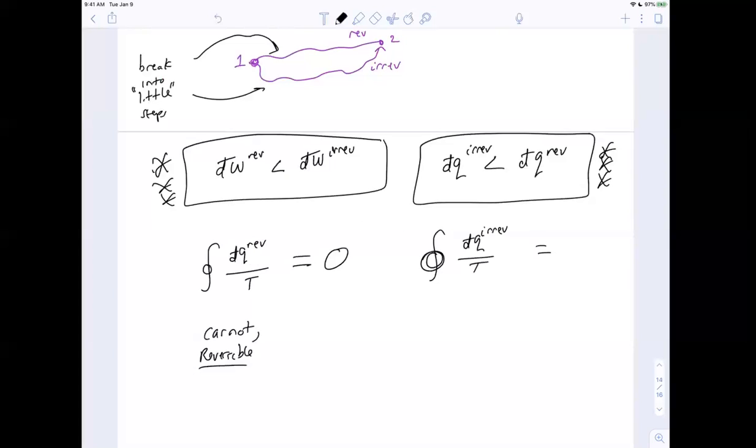Okay, so dq reversible, what we're going to do is, let's see, how should we say this? Let's start. Okay, so let me just ask someone if they can actually see what that integral would be relative to the integral on the left. Does anyone want to take a guess?